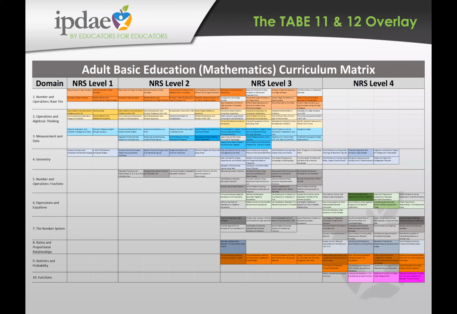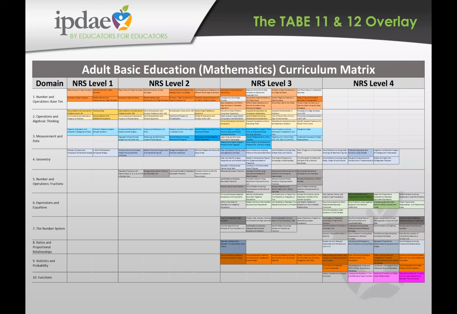So this is what your TABE overlay is going to look like. The background is going to be white. If you download that in your resources page, yours is going to look slightly different in terms of background, but it's going to look pretty much the same. So you might say, wait a minute, this looks very similar to the original matrix that you created, Ron. Yes, it is based off of the original curriculum matrix.